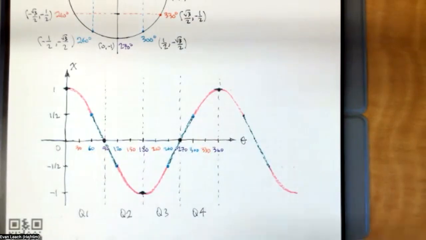And then the same thing is happening before 0, because we're just going around the circle. 0 to 360 is the same as 360 to 720 to 3 times 360. I don't know how to skate, so I don't know my multiples of 360.